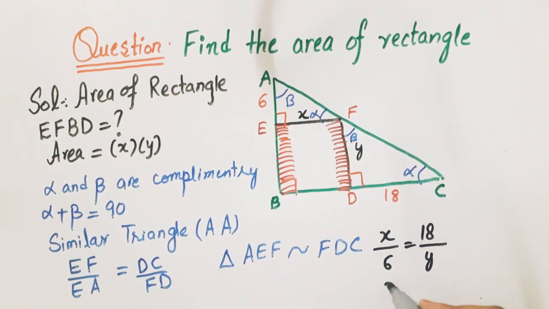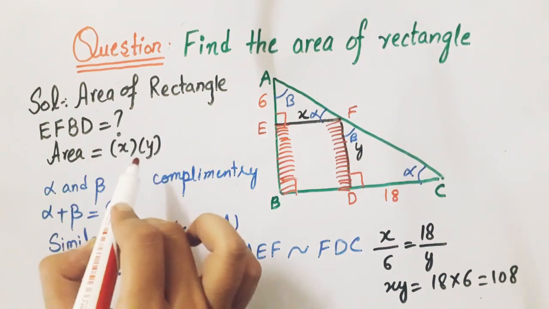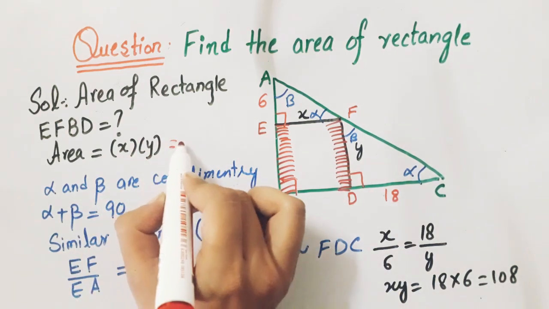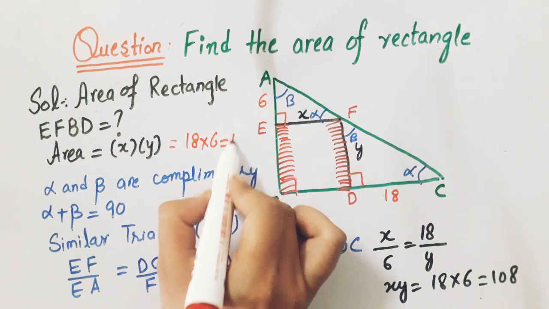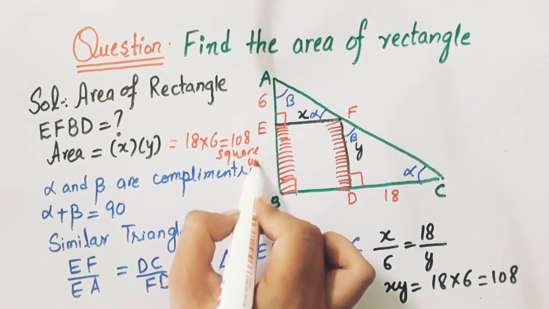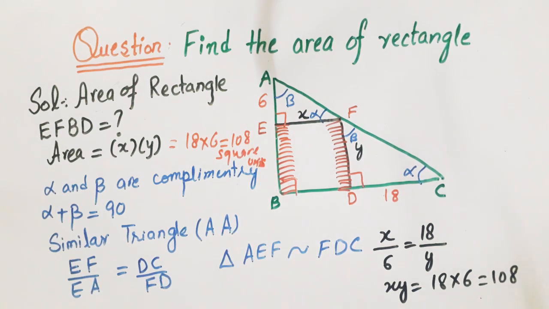So by cross multiplication we have XY equal 18 multiply 6. We multiply 18 by 6, we get 108. So we have to find the area of the rectangle that was equal to X into Y. So we get 18 multiplied by 6, that is 108 square units. So this will be the answer.